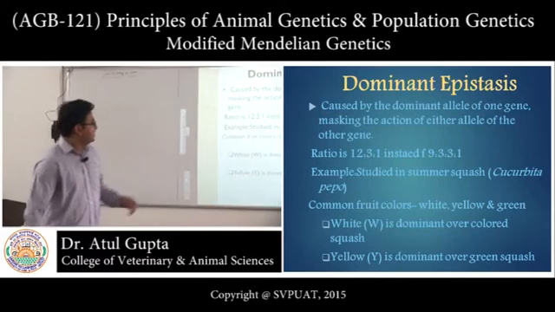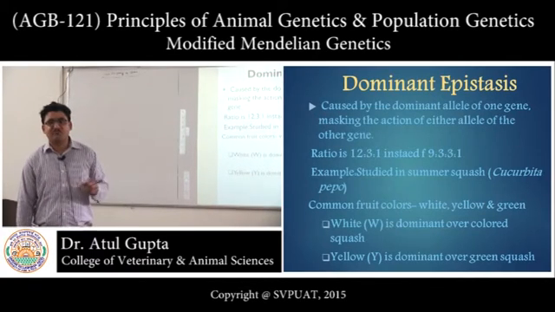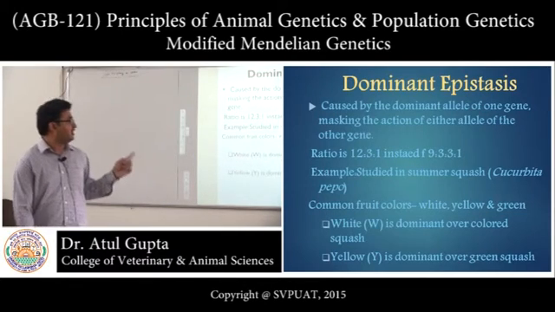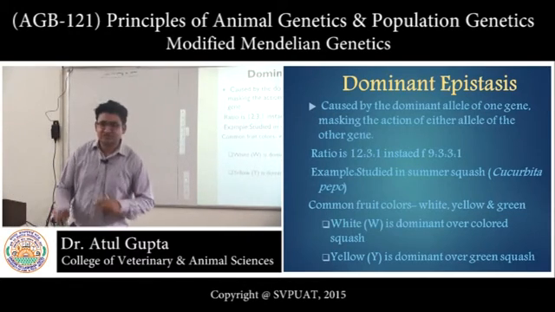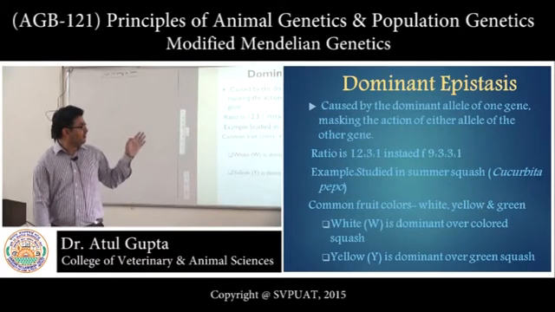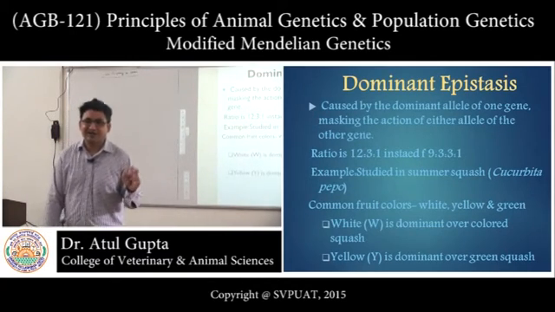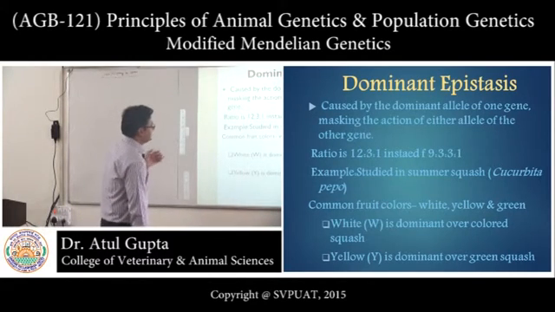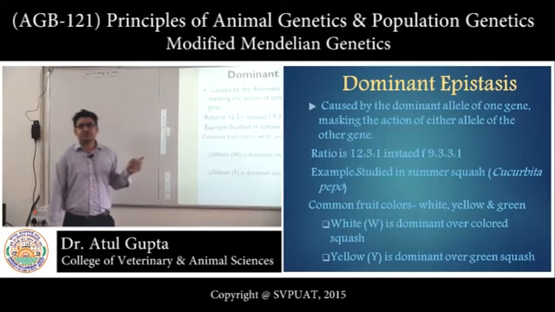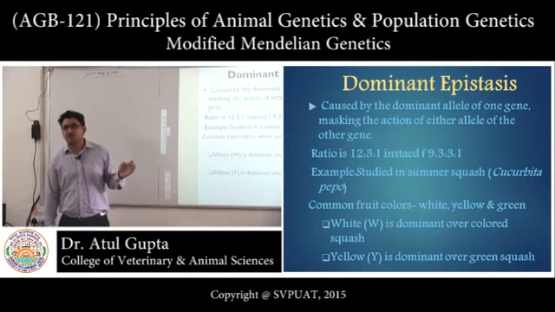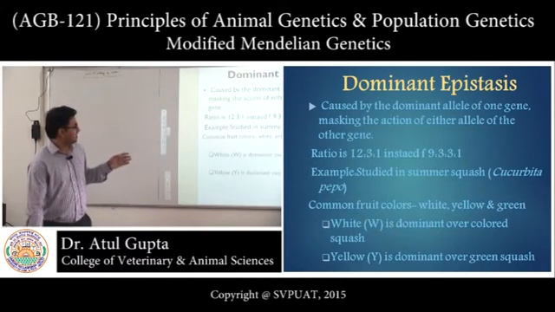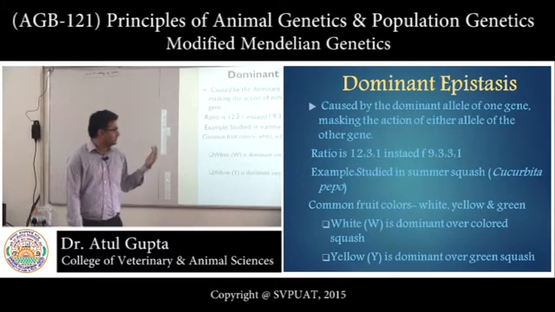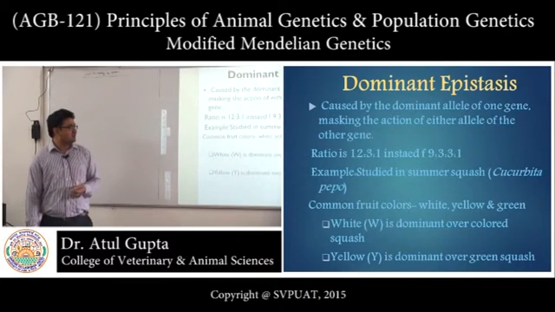What is it? It is caused by the dominant allele of one gene masking the action of either allele of the other gene. Suppose two genes are there, the dominant allele of one gene will mask the action of the alleles of the other gene. So in this dominant epistasis we will have a ratio of 12:3:1. Instead of getting a ratio of 9:3:3:1, we will have a ratio of 12:3:1.